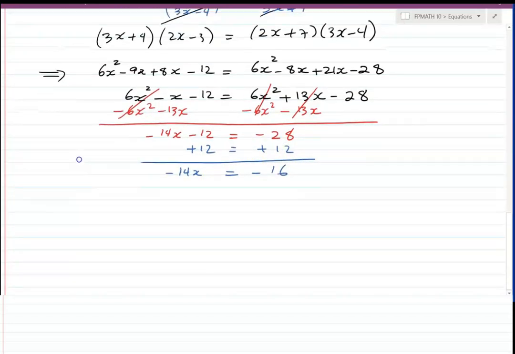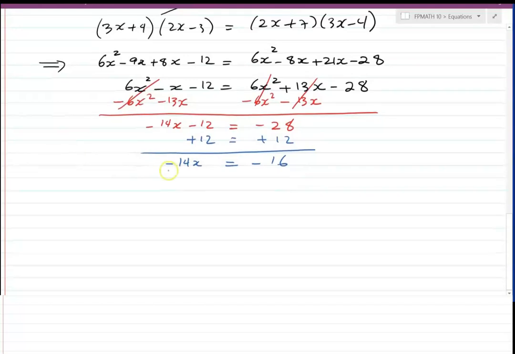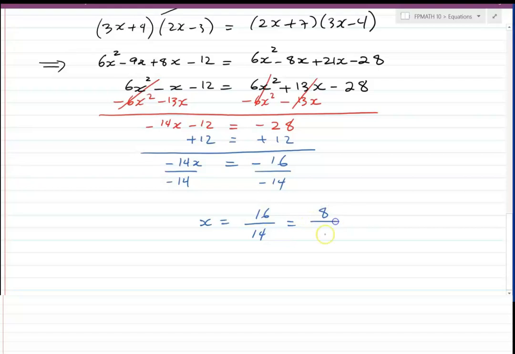All right, and the last step is once we get minus 14x on the left hand side and it equals minus 16, we divide both sides by minus 14, the coefficient of x, and our final answer will be 16 over 14. And let's simplify that more. Both divide by 2, giving 8 over 7.